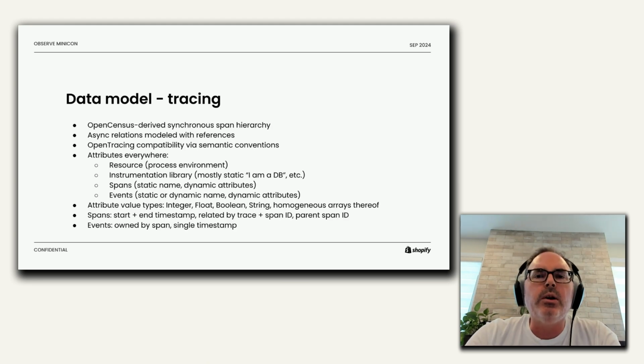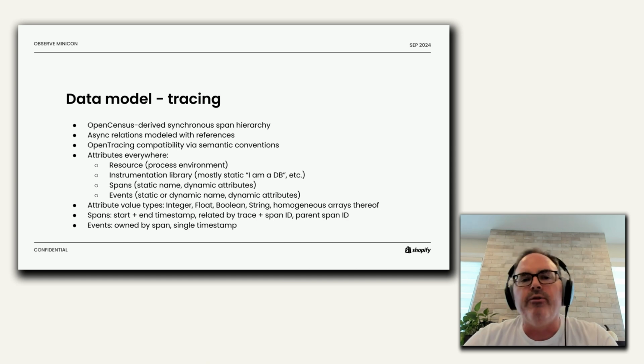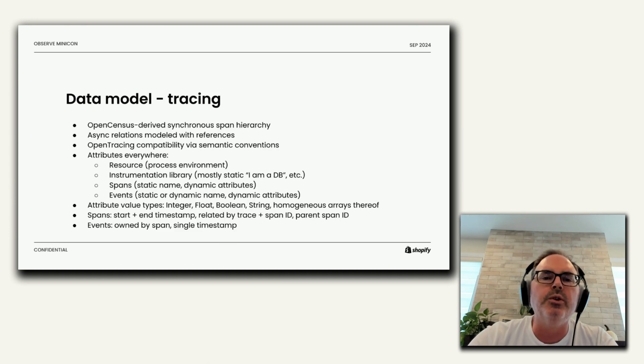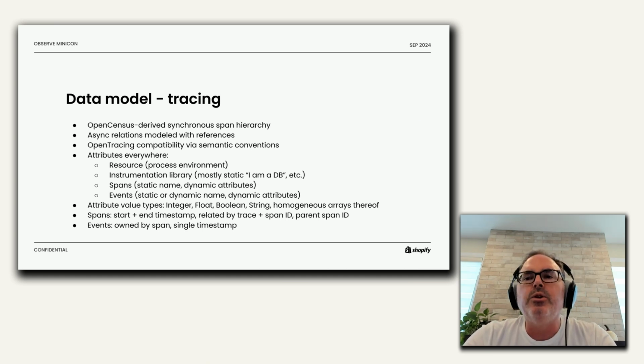So moving on to data models in the spec, the tracing API is largely derived from OpenCensus, which describes a synchronous hierarchy of spans. Asynchronous relationships are modeled with references to spans in the same or a different trace. OpenTracing compatibility is provided by semantic conventions. Attributes are everywhere. So resources describe the process environment, so things that don't usually change, like the process ID, the container ID, the cluster ID. Instrumentation libraries can contain attributes, but they're not used much. Those attributes would be mostly static, like, I represent a MySQL database.